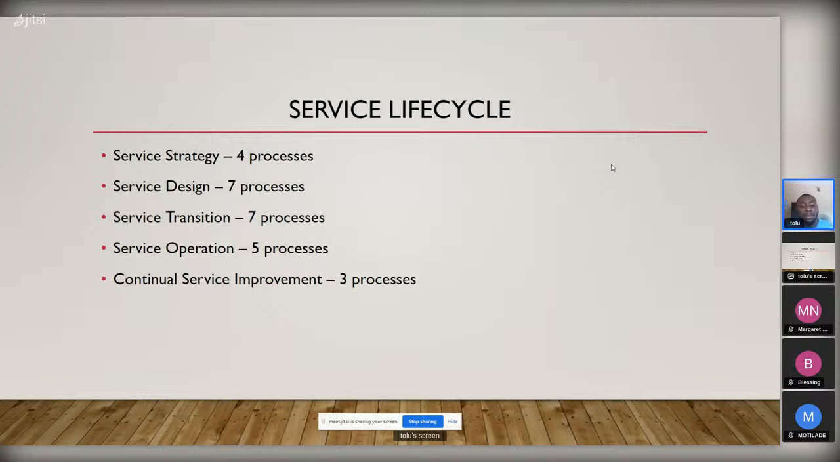Then continual service improvement. Very simple, from the name you can infer it. It means continual service improvement. That means the service is continually being improved.